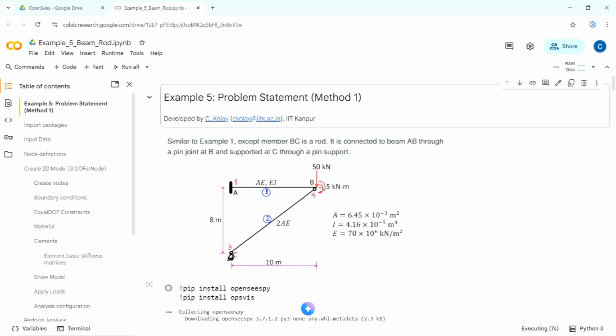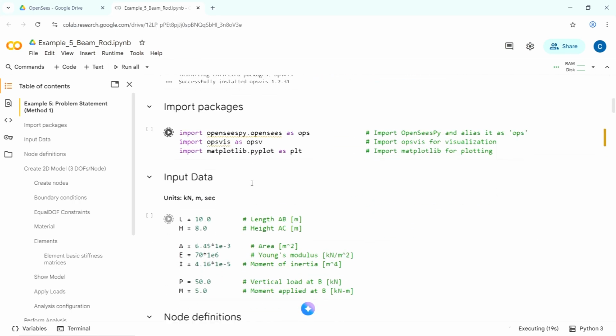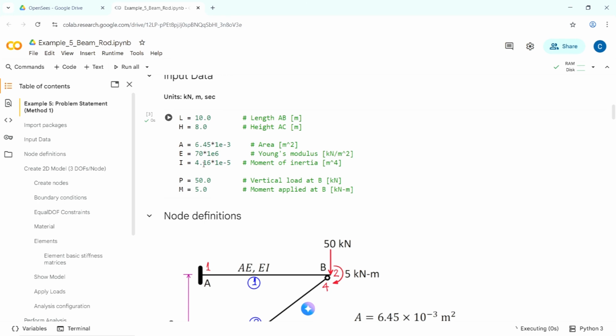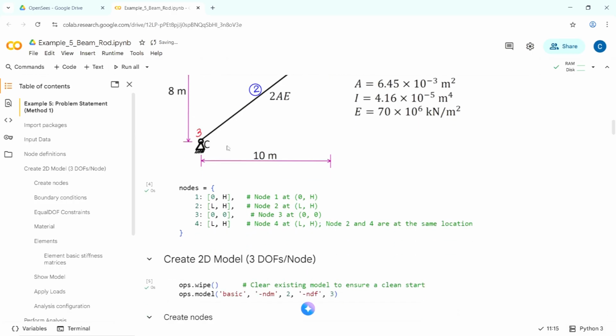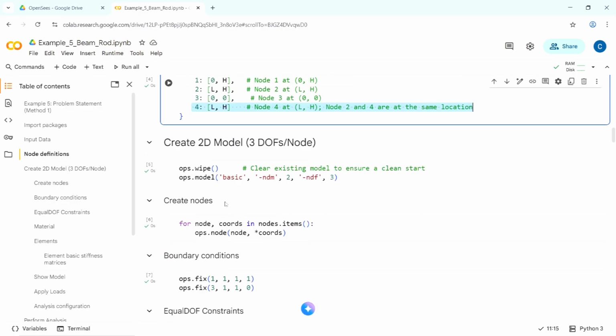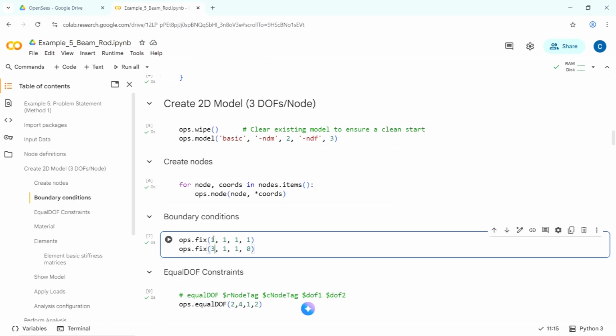This is node 1, 2, 3 and 4. Element 2 is connected between node 3 and 4, and node 2 and 4 must be connected by equal degree of freedom. This is pip install OpenSees, and now these are the length and height same as before, because it is basically a modified version of example 1. Let me directly go to the point here. Here I have introduced this node 4, which is at the same location as node 2. Then the rest is same as before. Node 1 is fixed, node 3 is pinned.